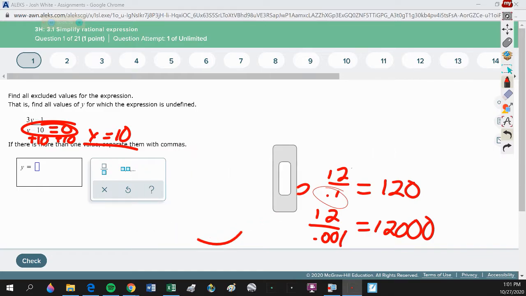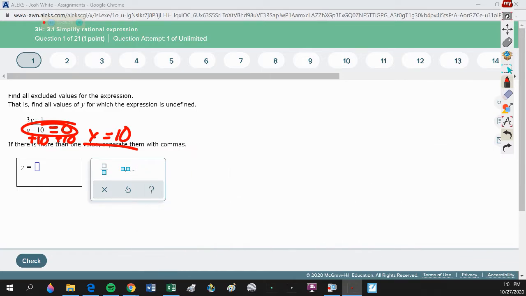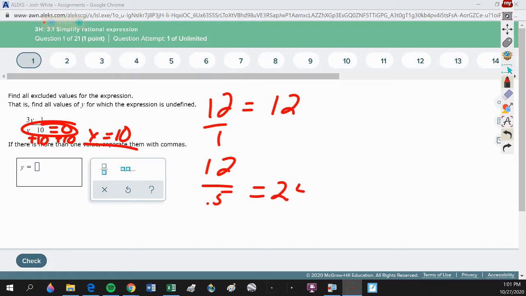All right, so that's why you can't divide by 0, because 12 divided by 0 is infinity. Now, this is a little bit weird. It's also negative infinity. Well, it depends on if your 0 is positive or negative, right? Because 12 divided by 1 is 12, and 12 divided by 0.5 is 24, and 12 divided by 0.1 is 120. But what if I change those to negatives?